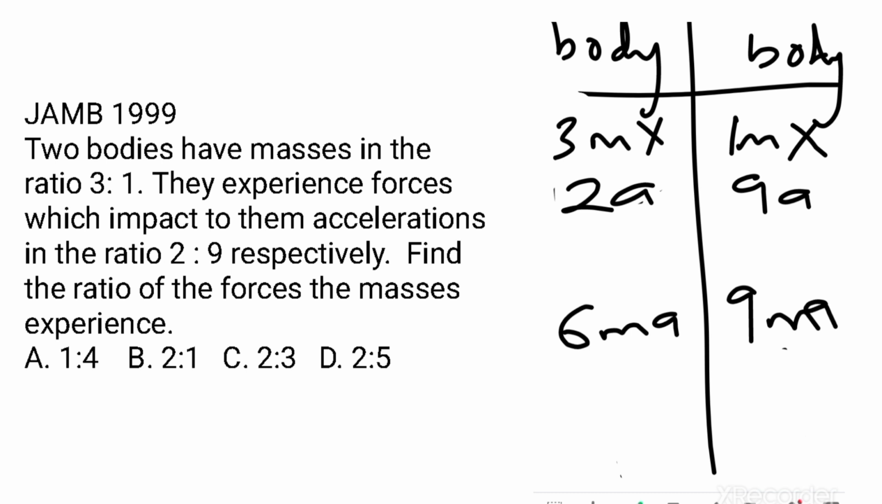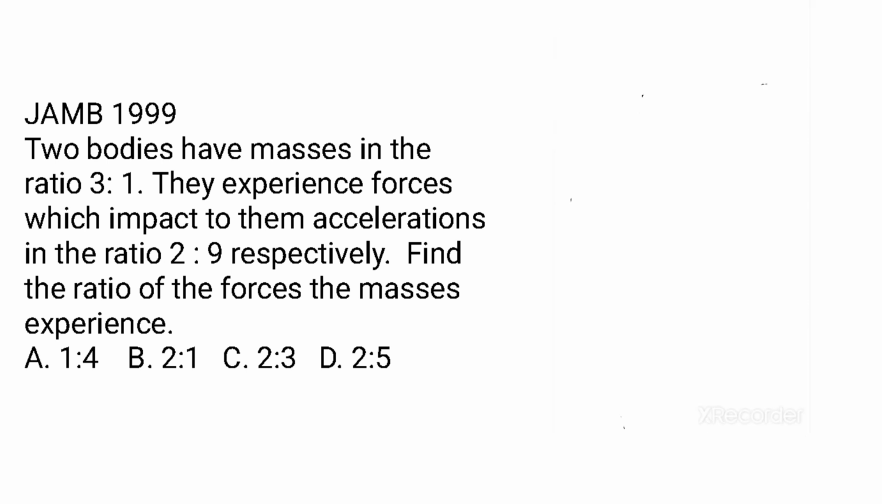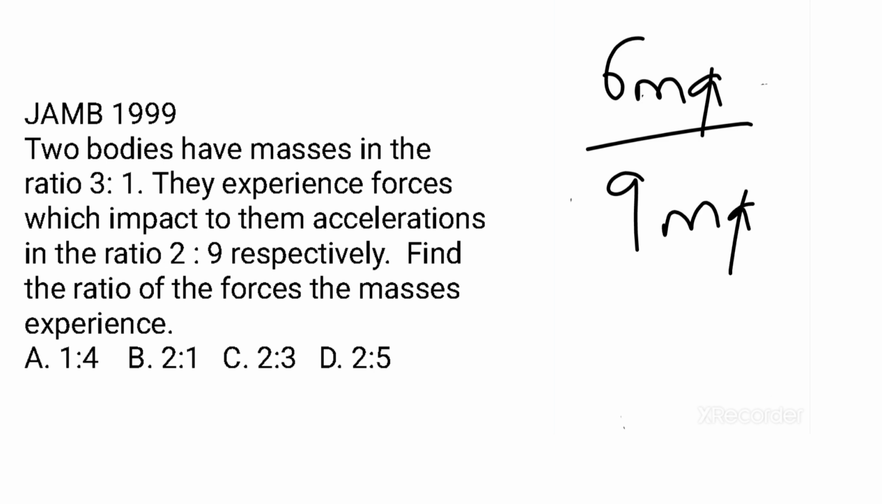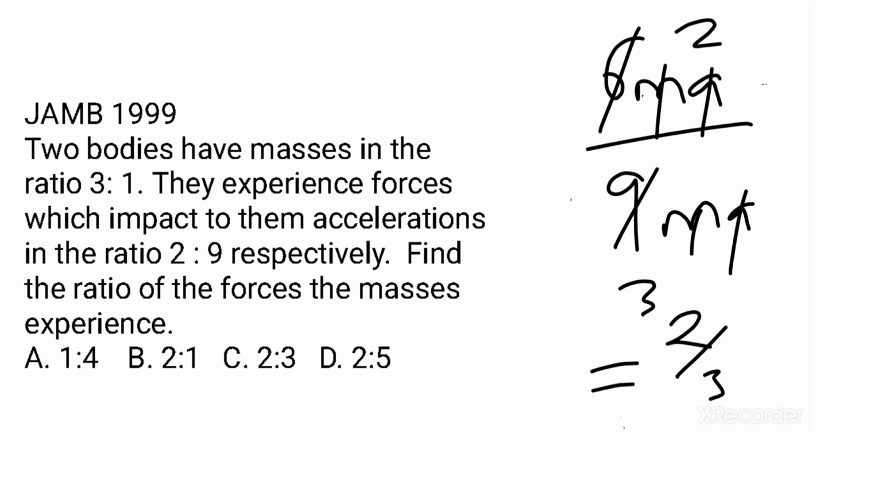So since we are looking for the ratio, the ratio of the force for the first body, which is 6ma, over that of the second body, 9ma. So a will cancel a, m will cancel m. 3 here will give us 2, and 3 here will give us 3. So our final answer will be 2 over 3, which is 2:3. You now check for the correct option, which is option C.